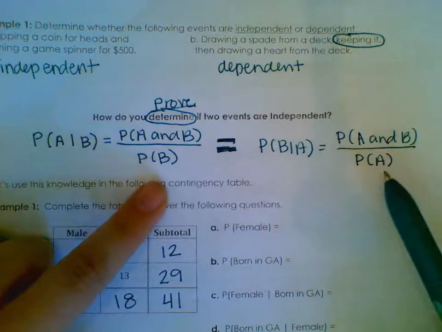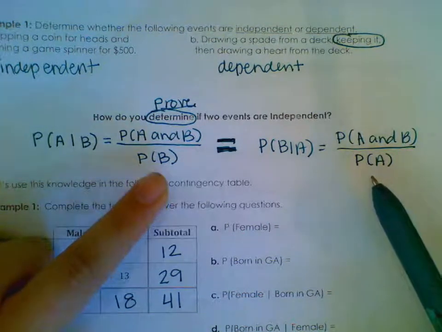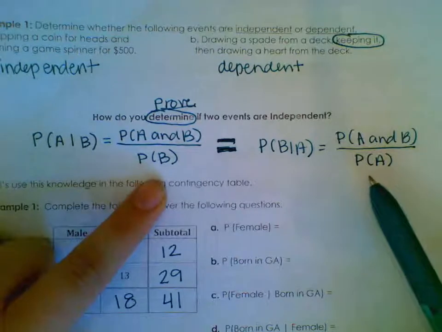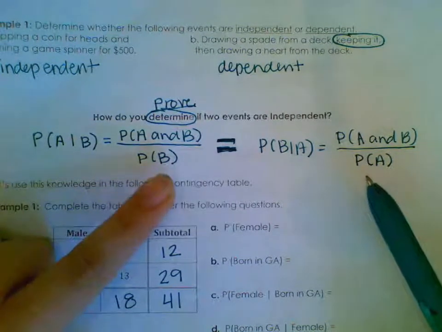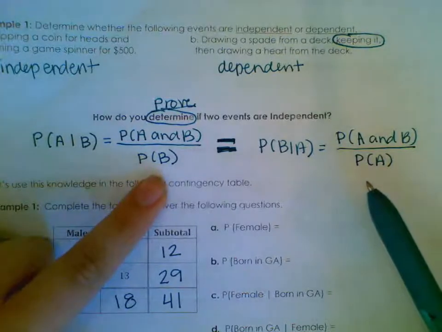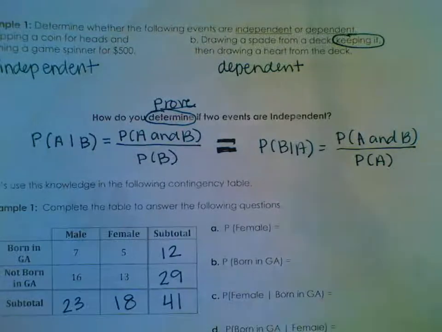If these two answers end up being different, then you know that they are dependent because something did have an effect on the other. If they're different answers, they're dependent. If they're the same answers, they're independent. So let's go ahead and try some of these problems down here.